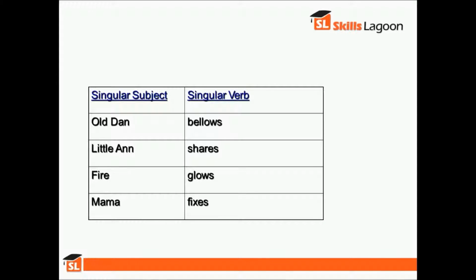Some examples of singular subjects and the verbs that go with them: Old Dan, single person, bellows. Little Anne shares, not share. Fire glows, Mama fixes.